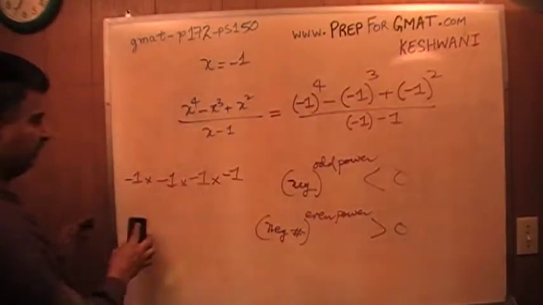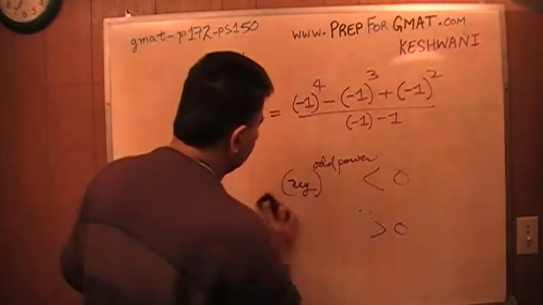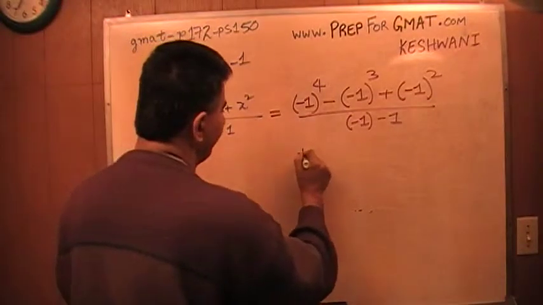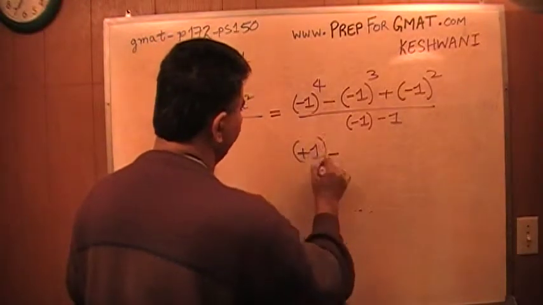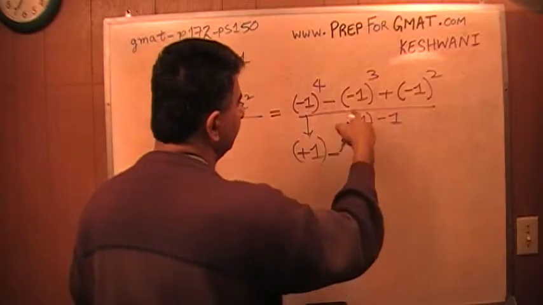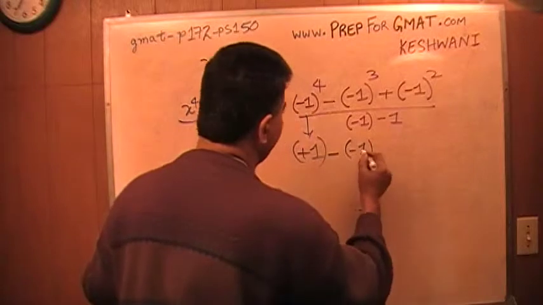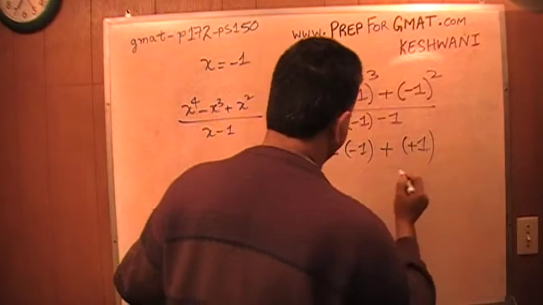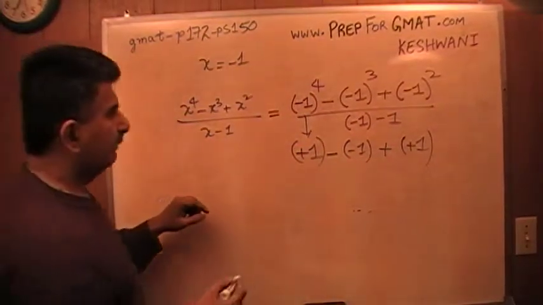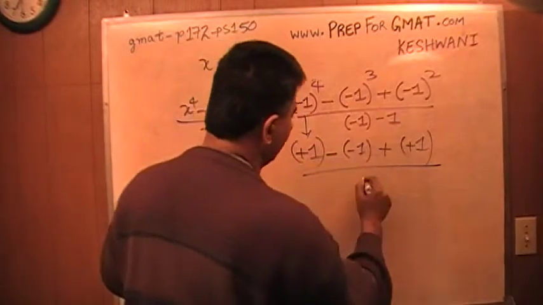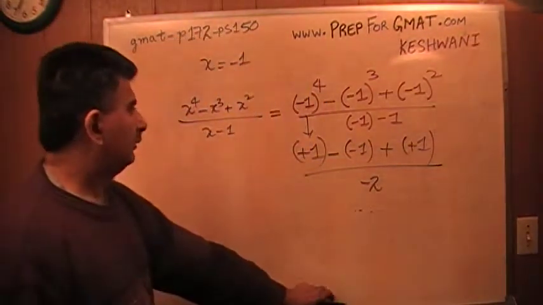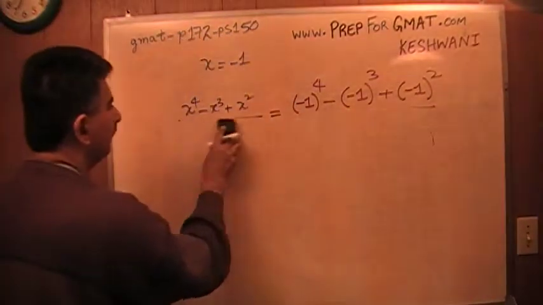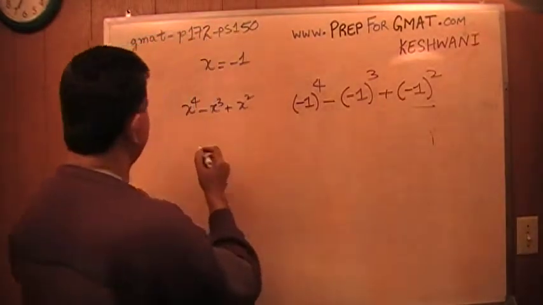Let's do it out. I'm going to erase all this bottom part here, we don't need it. So -1 raised to the 4th is +1, minus -1 raised to the 3rd, which is -1, plus -1 raised to the 2nd, which is +1. That's the top part. And in the bottom, we have -1 and -1, which is -2. Tell you what, let's do the bottom part separately. Let's figure out this here.